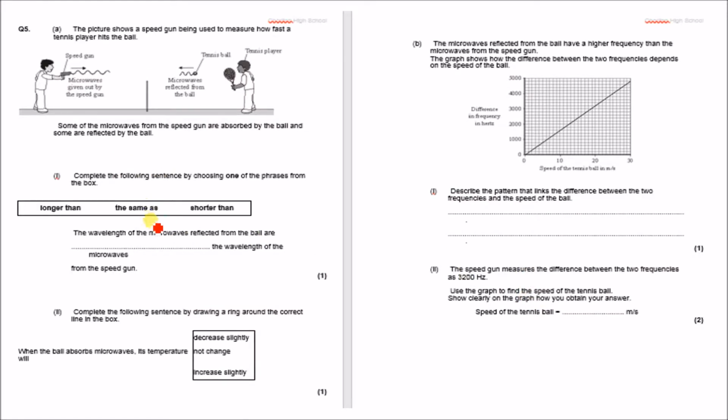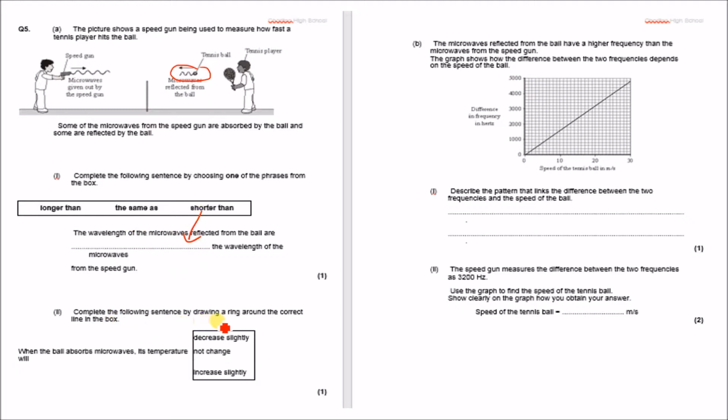Right, so the next question, we've got a speed gun firing microwaves, and then the microwaves are reflected when they hit the tennis ball. Complete the following sentence. So we can see by the diagram the difference. The wavelength of the microwaves reflected. Well, look at this wavelength. You can see the wavelength is clearly decreased compared to this one, so that is going to be shorter than.